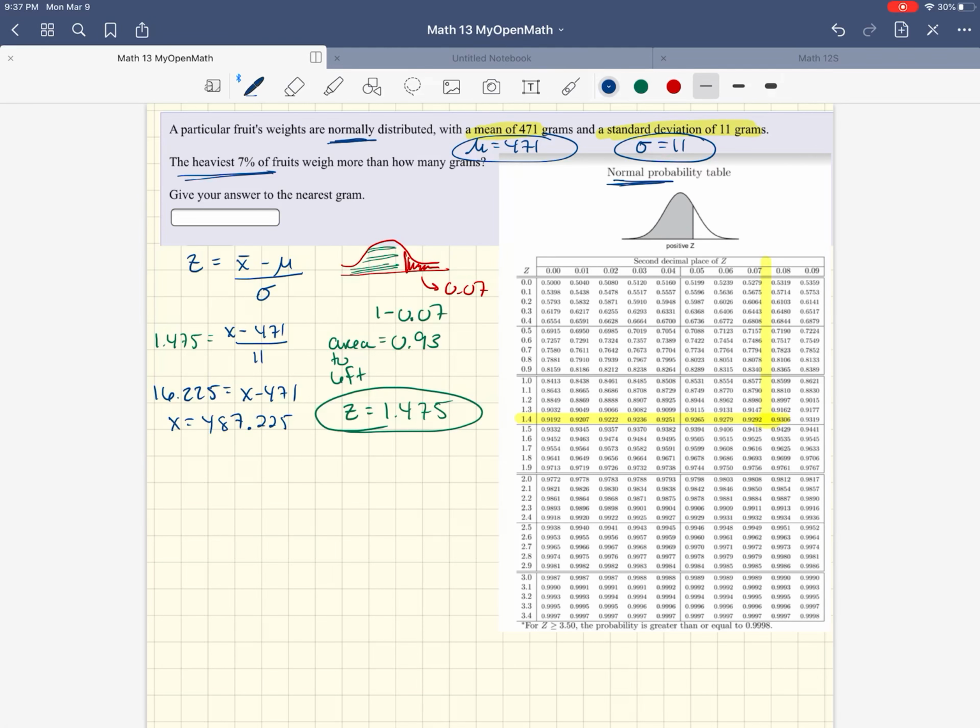Now remember, always pay attention to the directions. This says give your answer to the nearest gram. So instead of putting this decimal in, I would just put 487 grams.